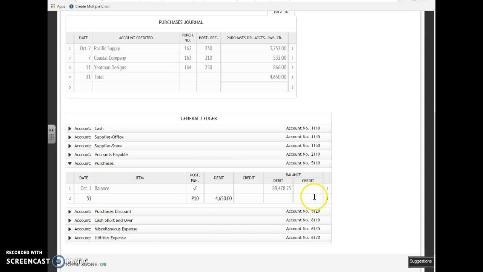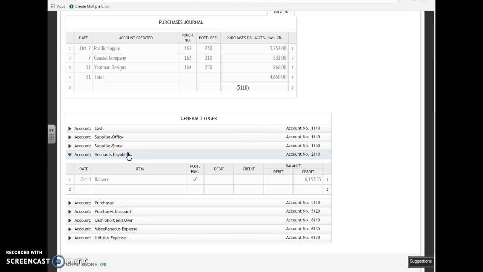Now, obviously you can see we've already purchased a lot of merchandise, 89,000 and change worth, that we are carrying in our store at this time. We have a debit balance and a debit taking place, therefore we'll add them together. Our new purchases balance is $94,128.25. This is account number 5110. We're going to fill in 5110 up here to show that we posted it.